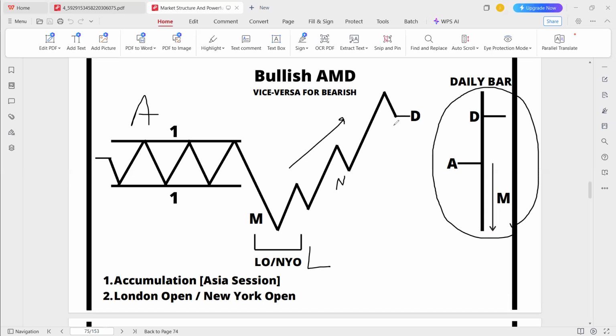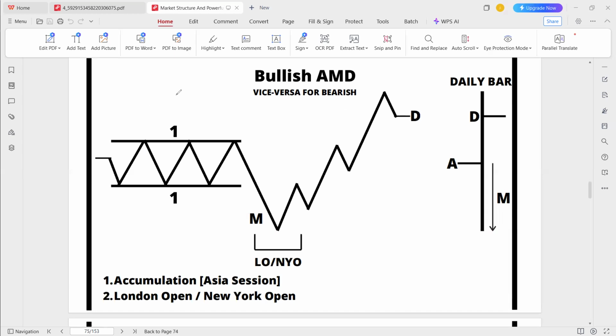So as a trader, you are trying to identify consolidation. You're trying to identify the stop hunts, the liquidity sweeps, the manipulation, or whatever you call it. Remember, it's just different terminologies which people want to use, but we're simply referring to the same thing.